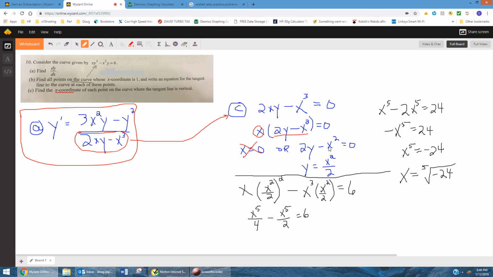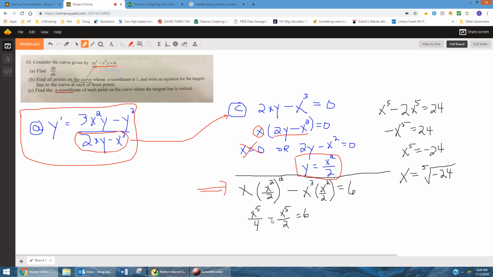But if 2y minus x squared equals 0, it must be true that y equals x squared over 2. So what I want to try to do is find the x-coordinate of a point where y equals x squared over 2. Because if that proves to be the case, this denominator will be 0. So I'm going to substitute x squared over 2 in for y into this equation right here, which is what I did right here. Wherever there's a y, I replaced it with x squared over 2.